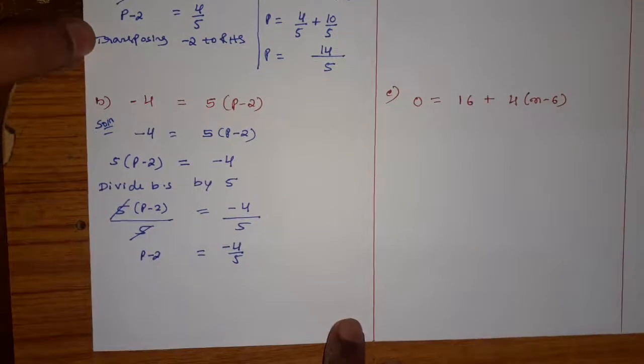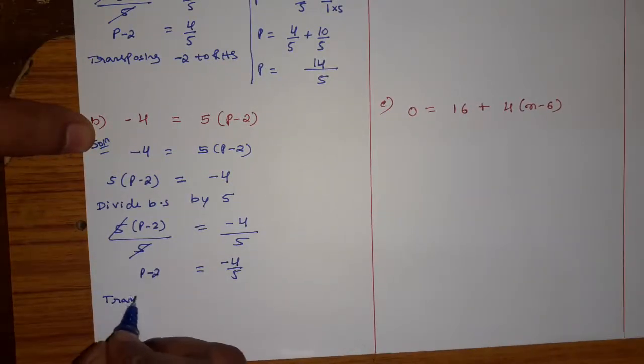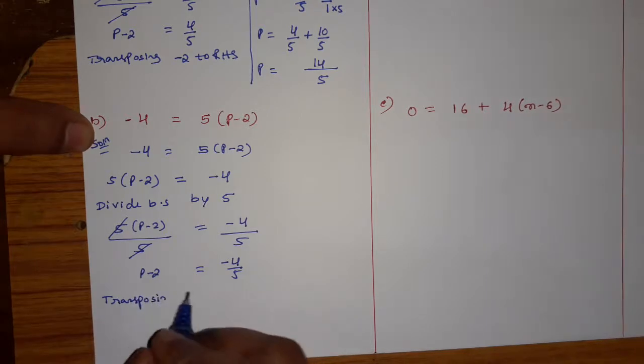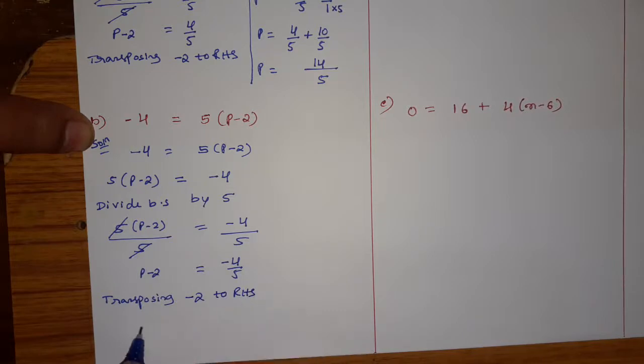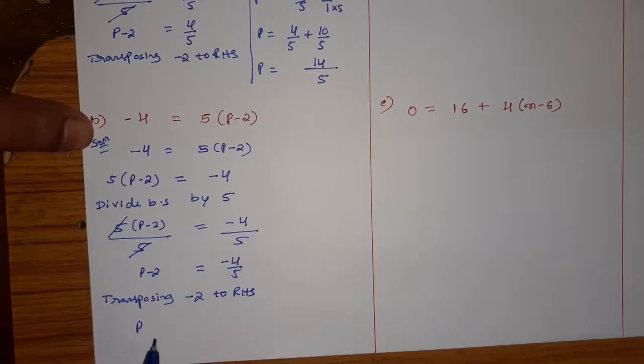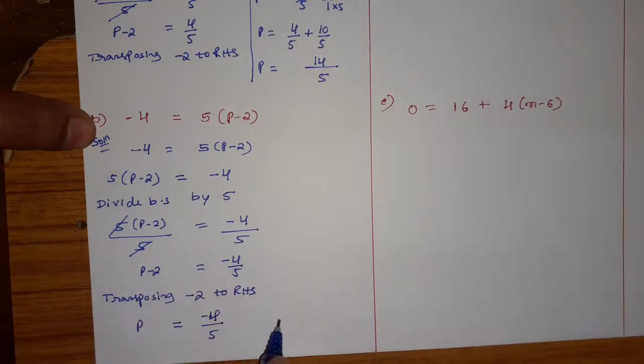Now by transposing minus 2 to the RHS, so P is equal to minus 4 by 5. If this minus 2 goes to the RHS, it will become plus 2.